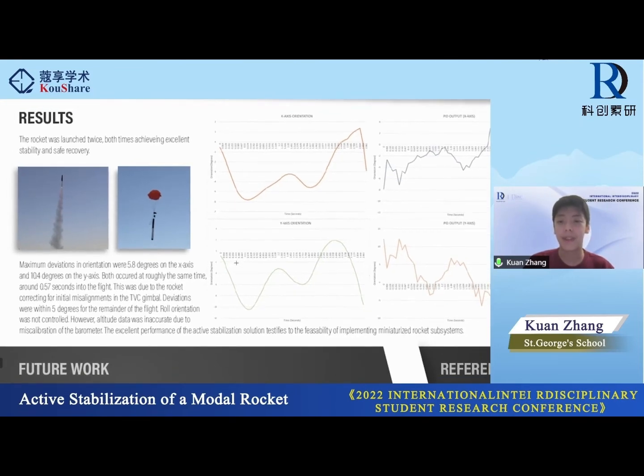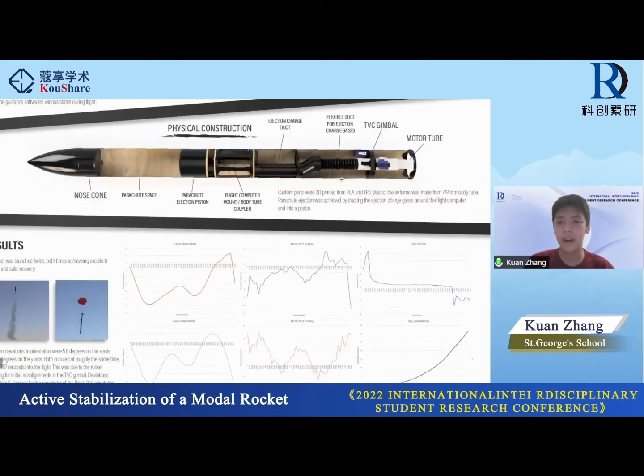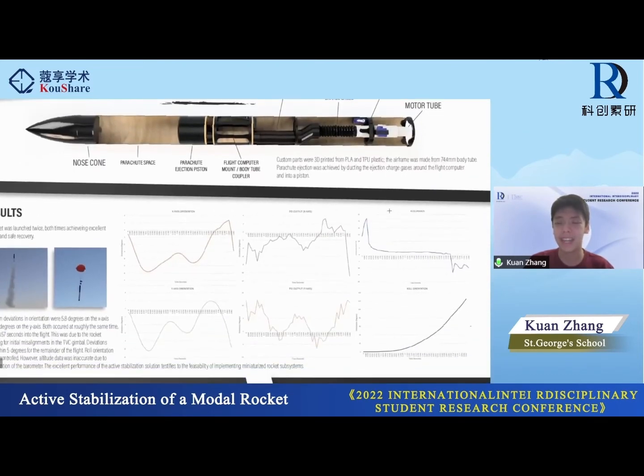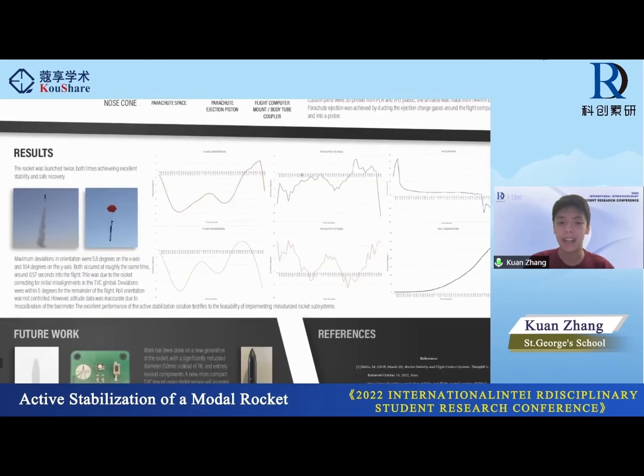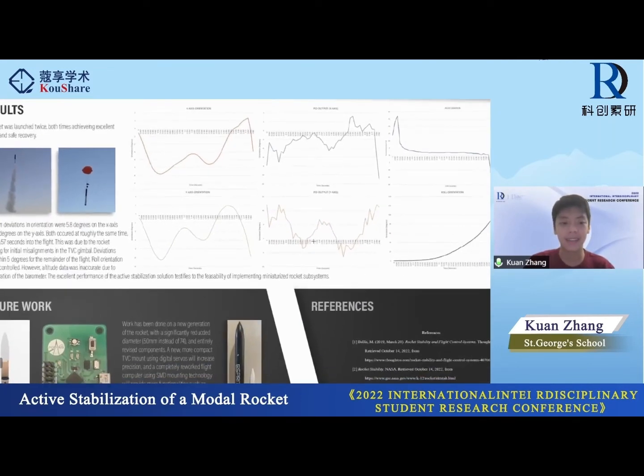Deviations were within 5 degrees for the remainder of the flight. Roll orientation, however, was not controlled. With a 2-axis gimbal system like this, it's often difficult to control. It's impossible to control the roll without an onboard reaction wheel or a similar RCS system. So in this case, roll orientation was uncontrolled. That's not a major detriment to the stability of the flight.